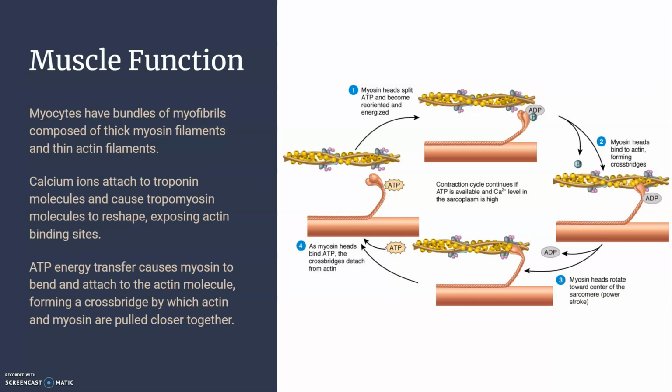Muscle function. Myocytes have bundles of myofibrils composed of thick myosin filaments and thin actin filaments. These actin-myosin complexes pull their movement together, called the sliding filament theory. When we flex a muscle, calcium ions attach to troponin molecules and cause tropomyosin molecules to reshape, exposing actin binding sites. ATP energy transfer causes myosin heads to bend and attach to the actin molecule, forming a cross bridge by which actin and myosin are pulled closer together. This combined sarcomere contraction with millions of cells allows for muscle flexion.